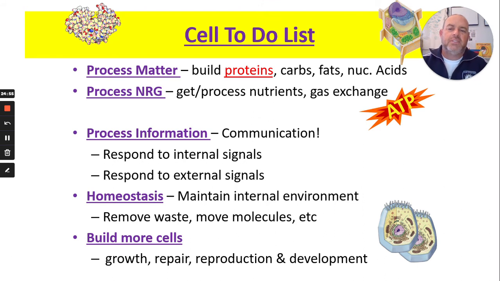Processing matter. Okay, you build proteins, carbs, fats, nucleic acids. For our purposes, we're going to focus on proteins. Processing energy. Okay, you have to get and process nutrients. You have to do gas exchange. Process information. This would be cellular communication, internal and external. Homeostasis, maintain your internal environment, and then build more cells. We have to have growth and repair and reproduction of cells in order to carry on. So there's your cell to-do list, all the things that are trying to be accomplished.